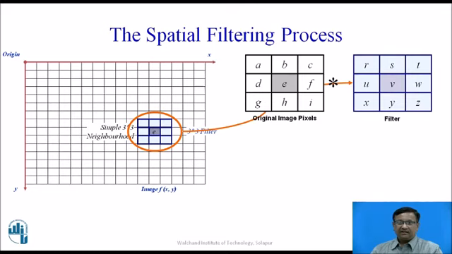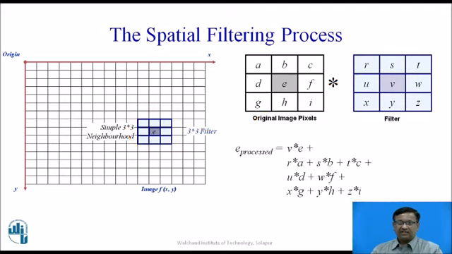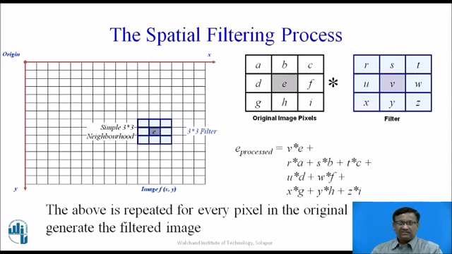Now, how the spatial filtering process happens is given by this formula. The new processed center pixel value is equal to R multiplied by A, and so on up to Z multiplied by I. Corresponding pixels of the filter mask and the original image pixel values are multiplied and added together. This gives us the new value of the original pixel at the center. The above process is repeated for every pixel in the original image.